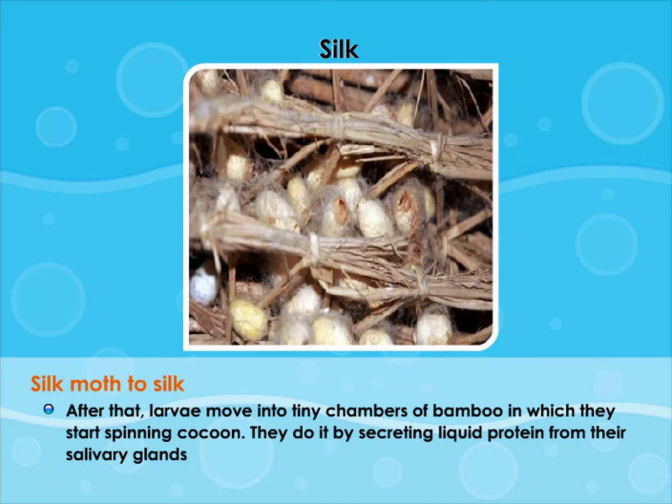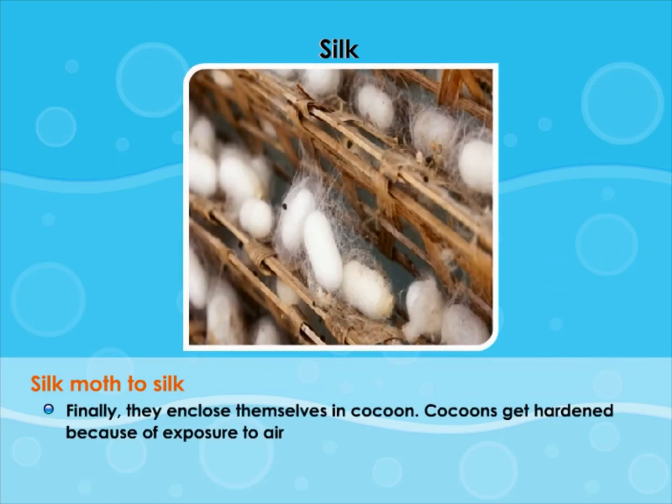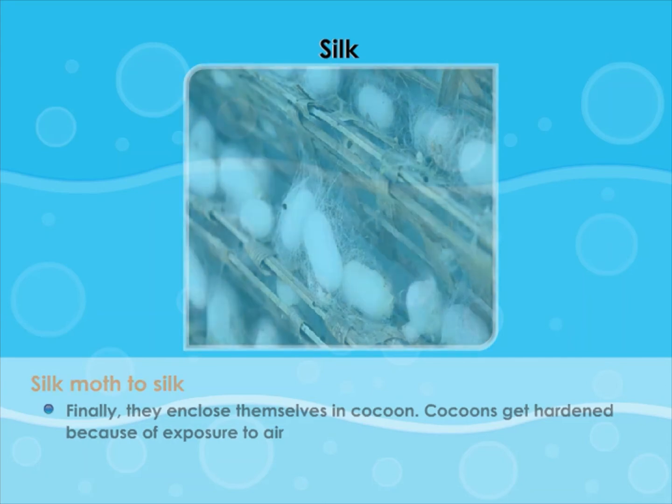After that, larvae move into tiny chambers of bamboo in which they start spinning cocoons. They do it by secreting liquid protein from the salivary glands. Finally, they enclose themselves in a cocoon. Cocoons get hardened because of exposure to air.